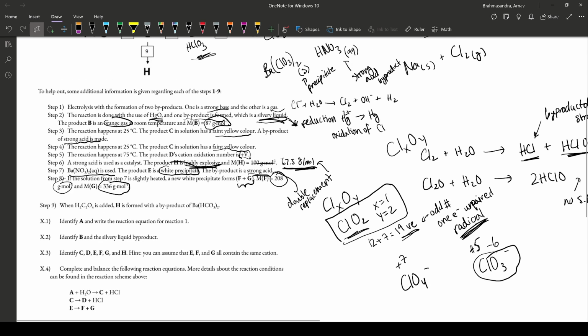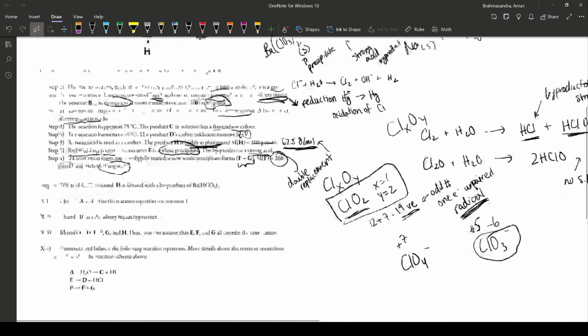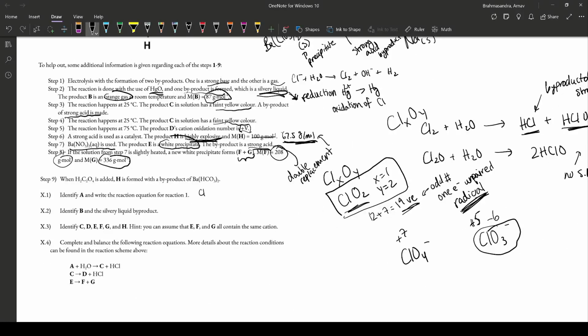Let's go through the actual questions first because there's some important information here. So let's look at X.1. Identify A and write the reaction equation for reaction 1. With A, if we remember that, we got Cl2, and our reaction equation is written here, but I didn't balance it, so let's just balance it now.